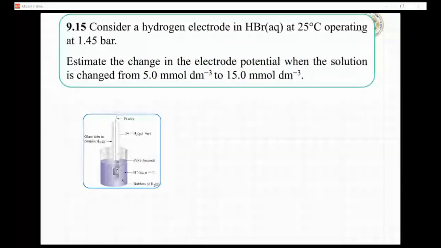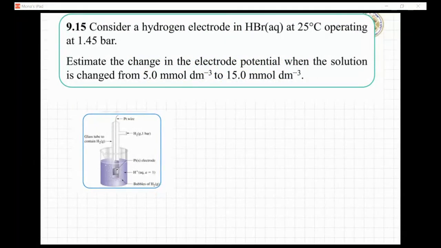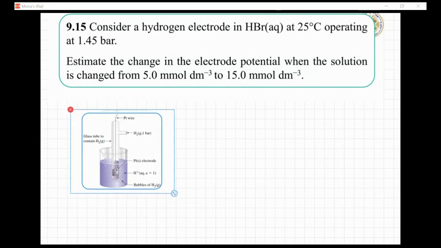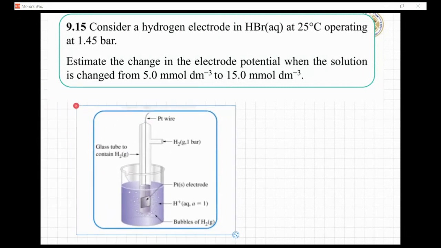But the hydrogen electrode we are talking about now is not standard. This one is standard because the pressure of the hydrogen is equal to 1 bar and the activity of the aqueous solution is equal to 1. Here it is not. It is not 1 bar, and the activity is not equal to 1.